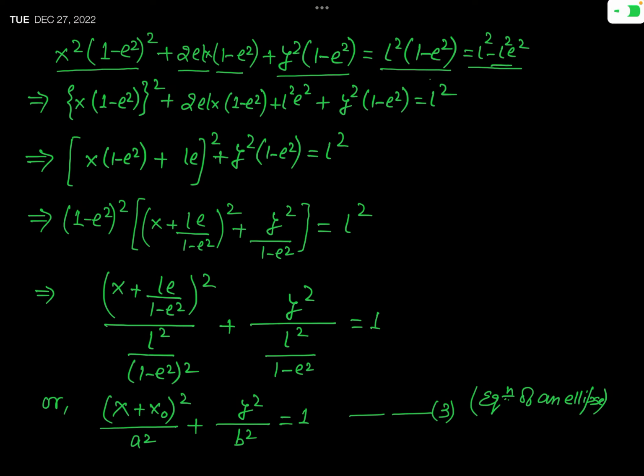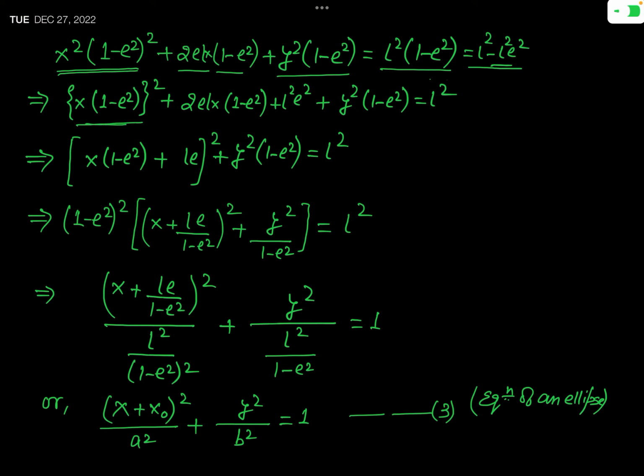So after bringing this term to the LHS, what will be our result? You can see the first term, which is x square times (1 minus e square) whole square, is written like this, and this is your second term, and L square e square now becomes positive in the LHS, and the last term is y square times (1 minus e square), and that is equal to L square.